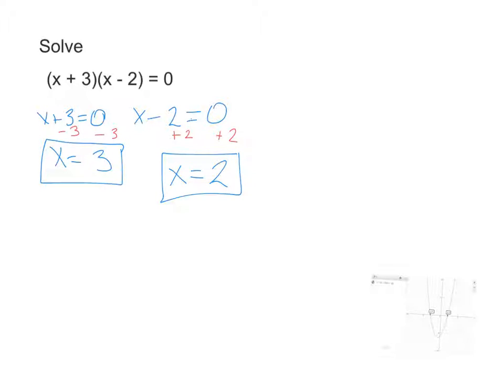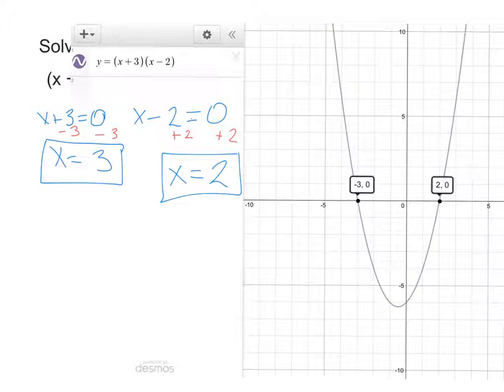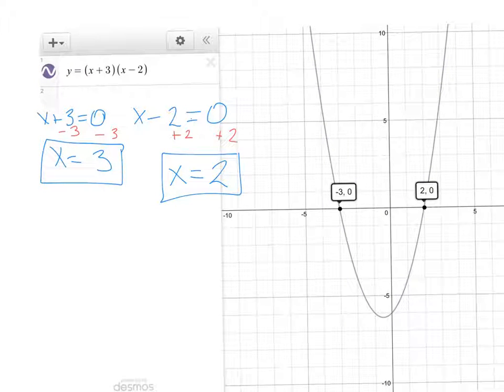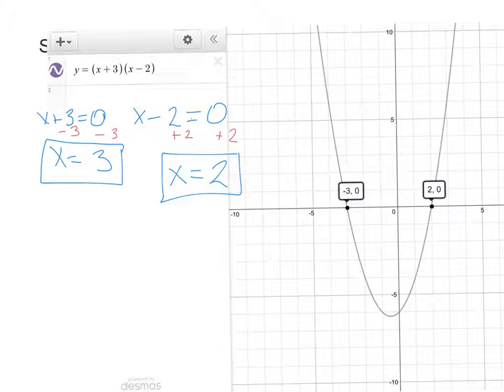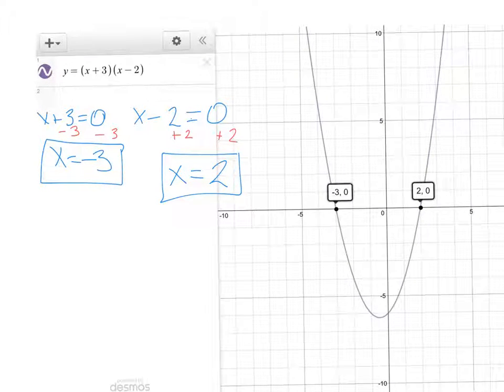If I graph that quadratic equation, it looks like this. And it crosses the x-axis at negative 3 and 2. So if you were to solve it graphically, type that into your calculator, y equals x plus 3 times x minus 2, and you get this, and it shows you that it's at negative 3 and 2. But if you know the zero product property, you don't have to do that. Just x equals negative 3 from that first factor, and x equals 2 from the second factor.